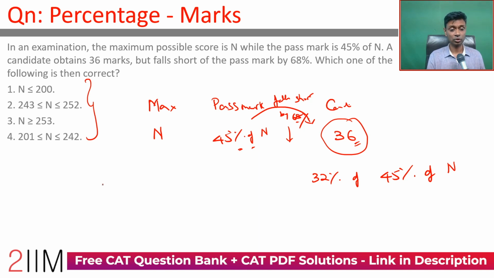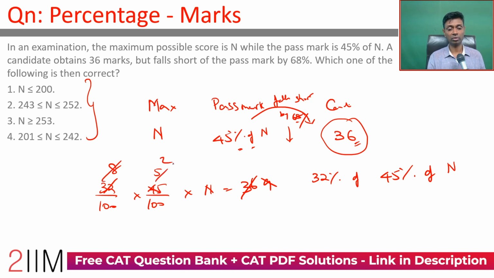So let's find n. 32 by 100 into 45 by 100 into n is 36. This is 9, 8, 45, 5. 8 into 5 is 40, which is 2 by 5. 2 by 100 is 50. 50 into 5 is 250. N is 250. So we've got a specific value of n.